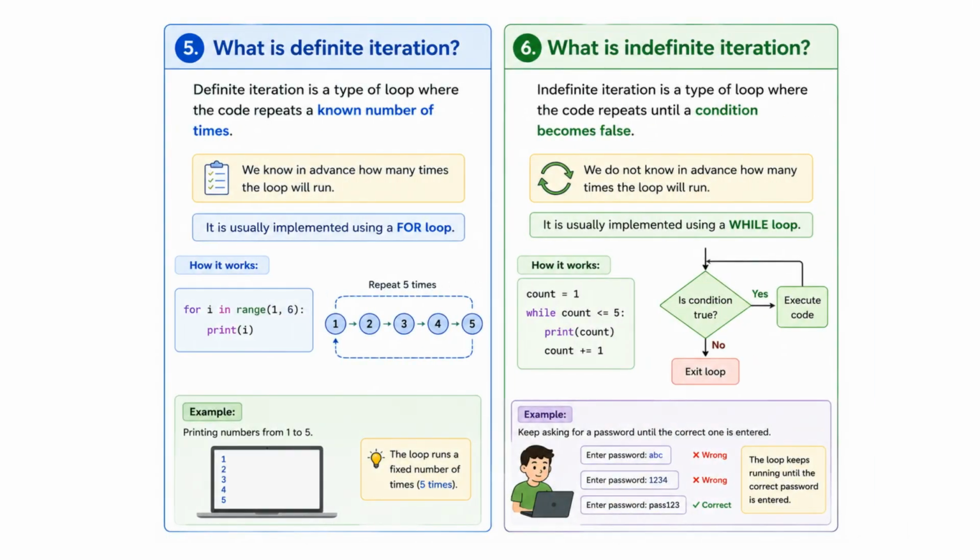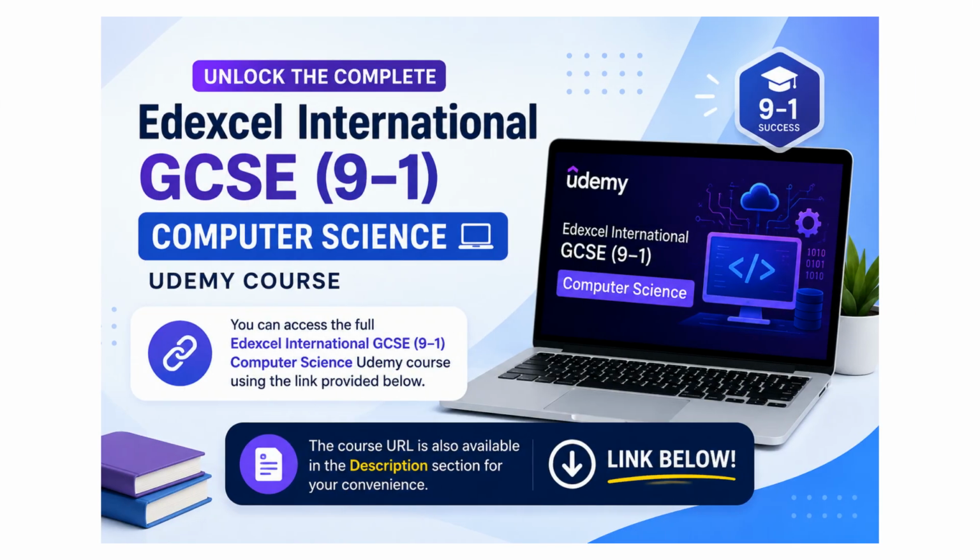A real-life example is entering a password. If the password is incorrect, the program keeps asking again. The loop only stops when the correct password is entered. Remember, indefinite iteration means the loop continues until a condition becomes false, so the number of repetitions is not known in advance. What is a for loop?